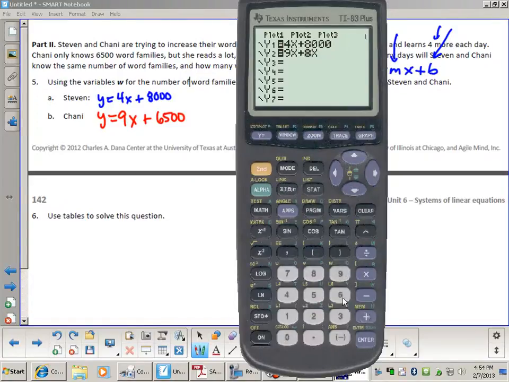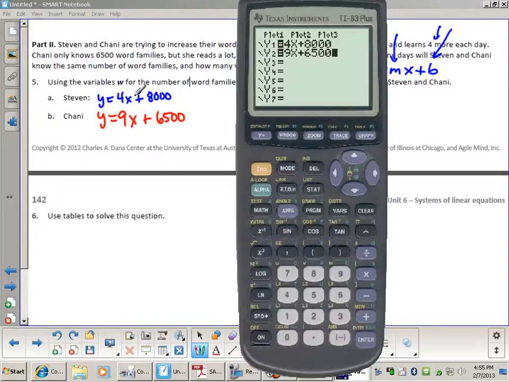Now, before I hit the table, we should take a second and realize that Shani is going to eventually catch Steven. Now, if you're looking at this, Steven is at a sizable advantage. He's at 800, she's only at 6,500. How do I know that eventually red will catch blue? Well, it has everything to do with looking right here. Look at the slopes. That's 9 and that's 4. She's gaining 9 words when he gains 4. So she will eventually catch him. That is going to happen.